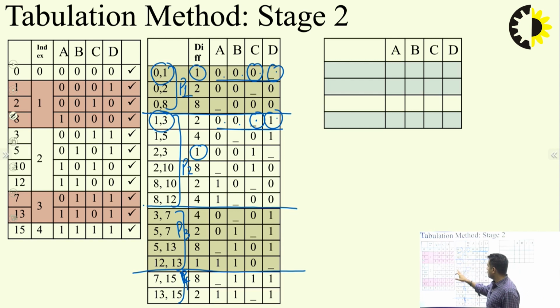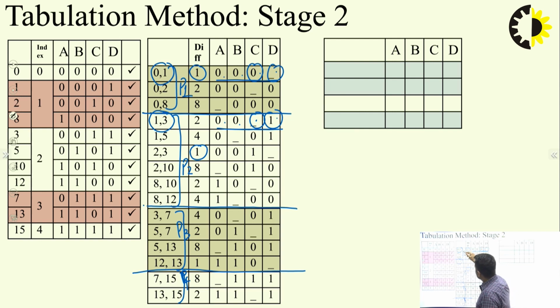So 0, 1 and 2, 3. 0, 1, 2, 3, same point, same difference. So they can make a group. I'm not saying that these will definitely make a group, but we need to check only those groups from partitions with the next partition where the difference is identical.